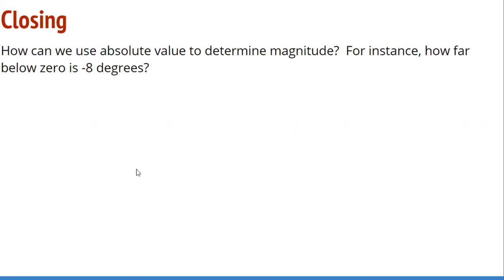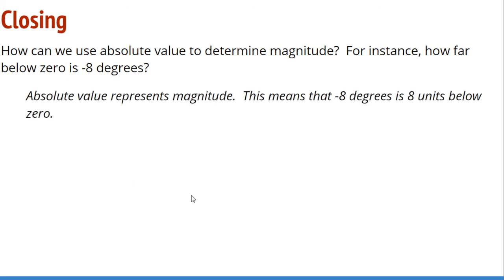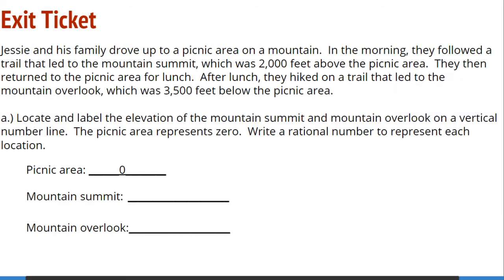How can we use absolute value to determine magnitude? For instance, how far below 0 is negative 8 degrees? Absolute value represents the magnitude. That means how far are we from 0? That means that negative 8 degrees is 8 units below 0. The magnitude right here, 8 units below 0. Notice this is an absolute value telling us how far. This part right here tells us the direction. So here is the absolute value, and we've added on to that direction.